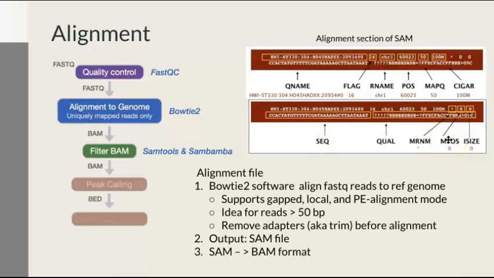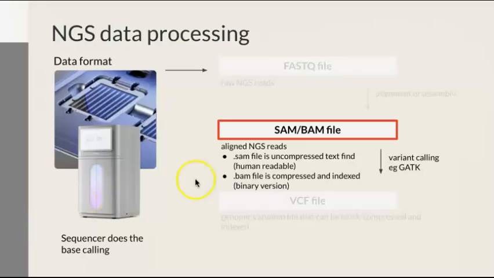The bad part is that because it is human readable and it's uncompressed, it's really big. It takes up a lot of space. Remember, we're dealing with millions of reads here. It takes up a lot of space, and a lot of the downstream programs don't work well with SAM. They want to work with a binary output file. So you would take your SAM file and you would convert it.